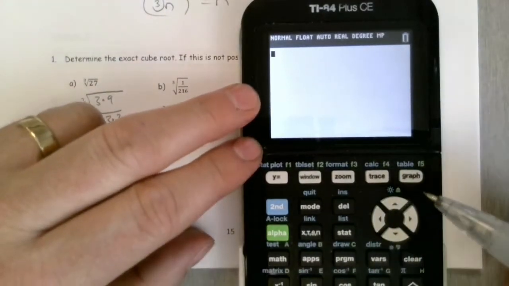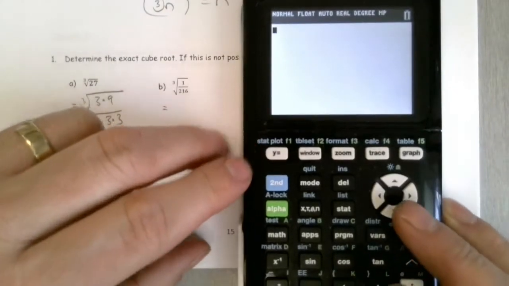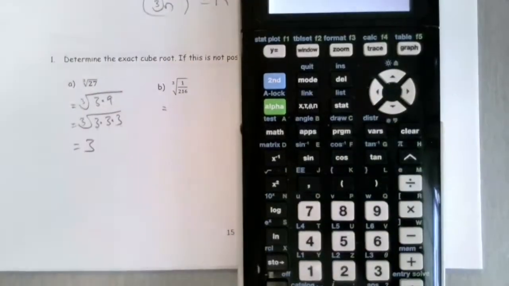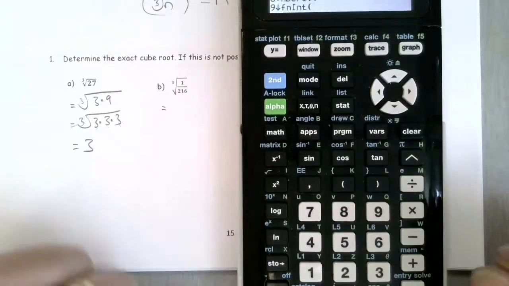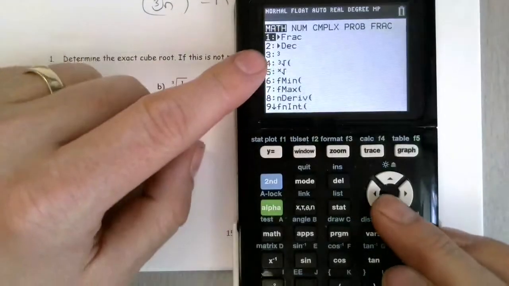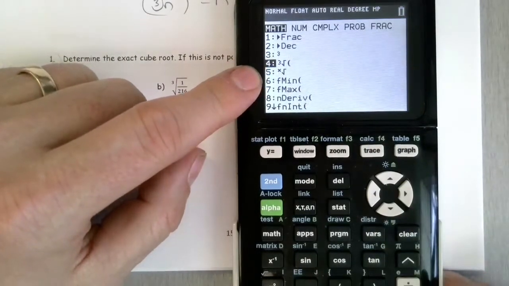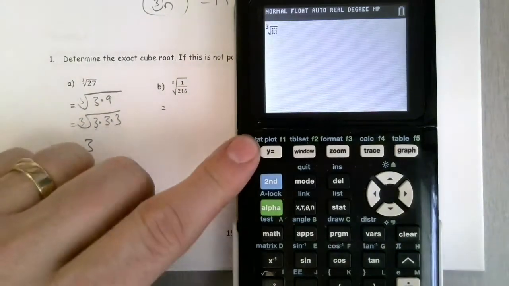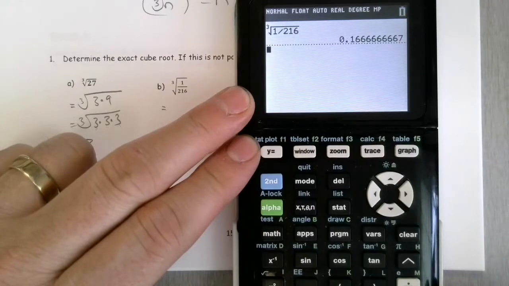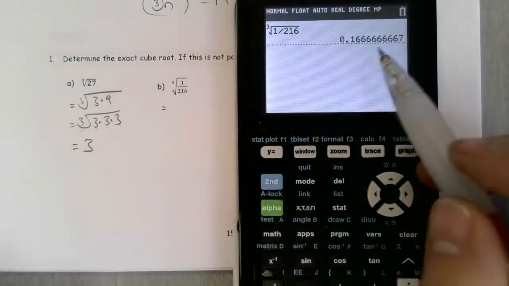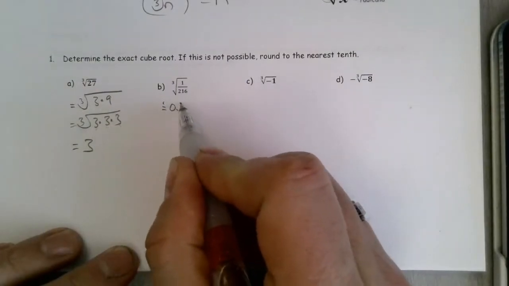Now, you might wonder, with a calculator like this, where is that cube root button? That's a good question. First of all, I'm going to press the math button, and the math button opens up this menu. This is cubing, and right here, this is my cube root. So I'm going to press enter on the cube root, and then enter 1 divided by 216. Okay, now when I press enter, I get this decimal. So this is approximately 0.2.